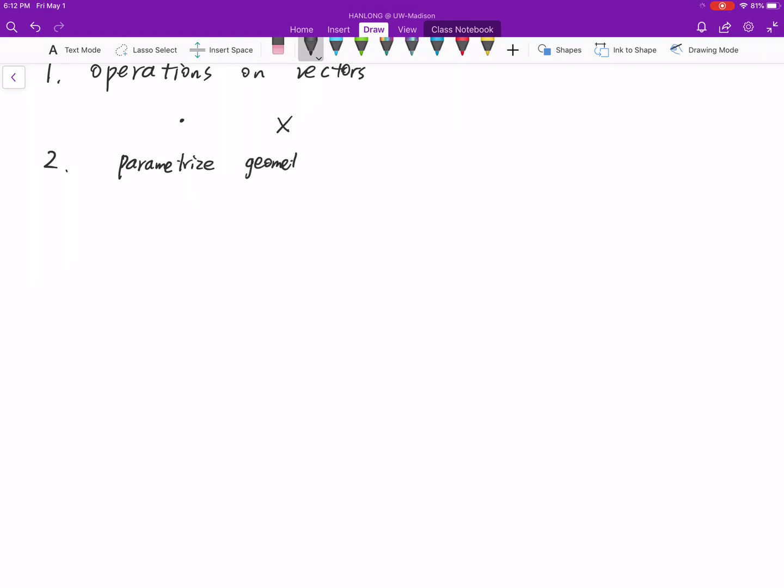geometric objects. For example, how to parameterize plane, lines, curves, surfaces, etc. How to write down the parametric equation and what is the domain for your parameter.